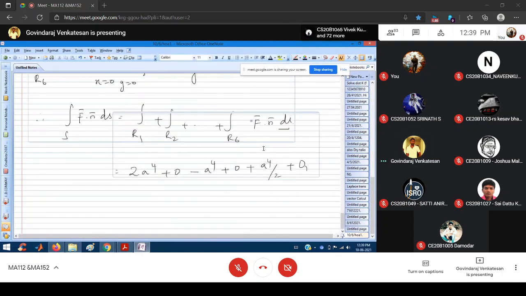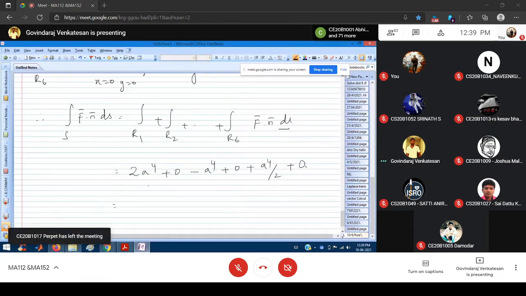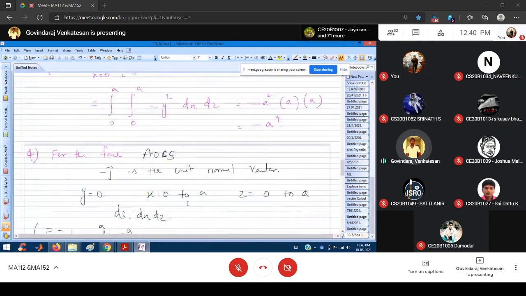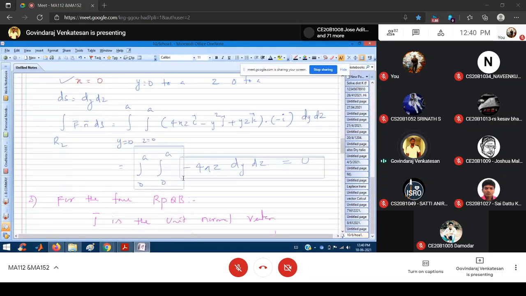Okay. You sum, so your answer is 2a power 4 minus a power 4, so 1a power 4, a power 4 plus a power 4 by 2, so 3 by 2 times a power 4. This is your surface integral. Okay. So are you able to understand? Yes, sir. Yes. Okay. Super.